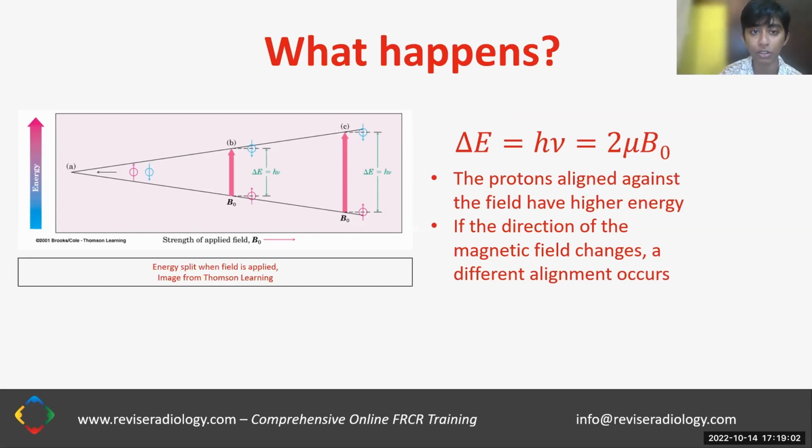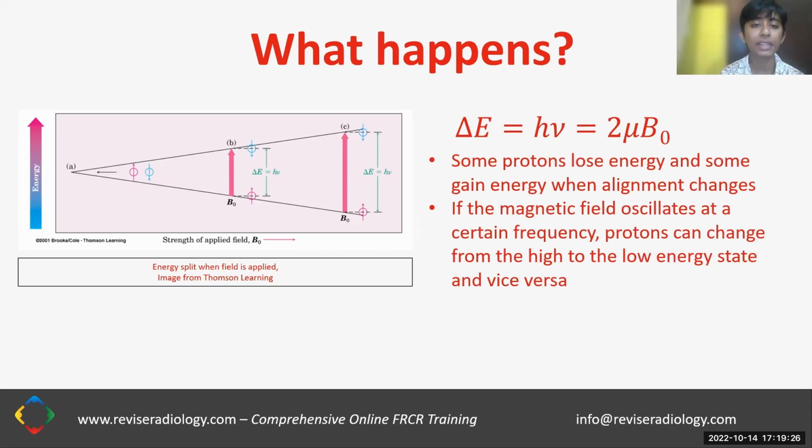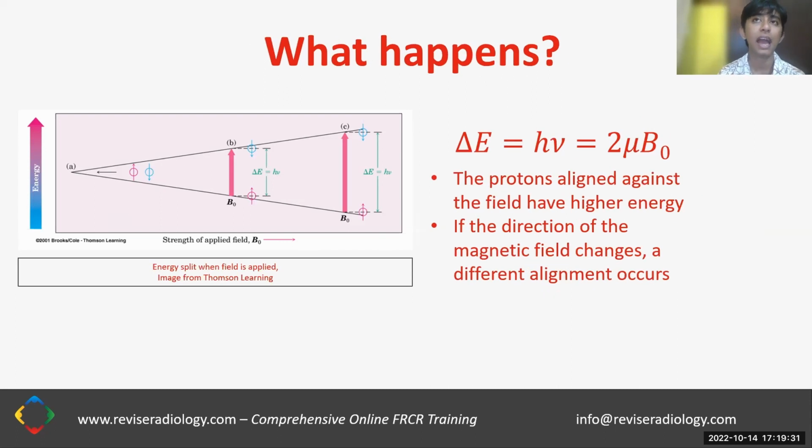Now, this amount of energy is given by the formula h mu, where h is Planck's constant, which we saw earlier, and mu is the frequency. And it has a certain number, which is related to the magnetic field we've applied, directly proportional to the magnetic field that we've applied. So if the direction of the magnetic field changes, a different alignment occurs. Now, what we've done is we've applied a certain magnetic field and the protons have aligned themselves in a certain way. Some have higher energy, some have lower energy.